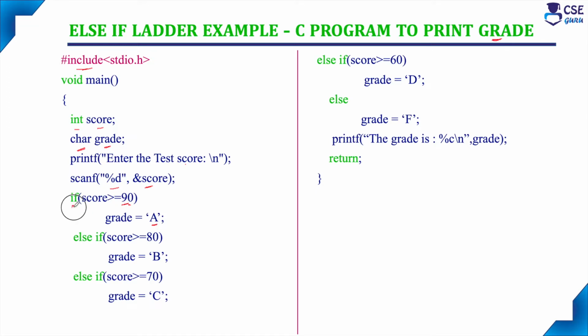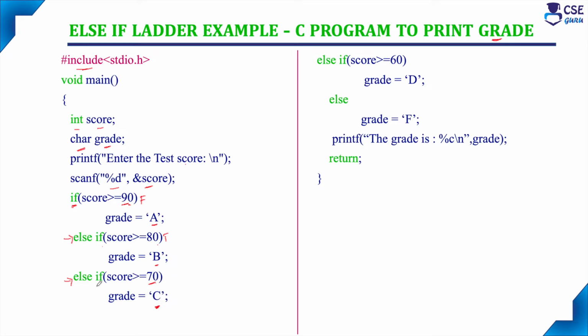Suppose if this if condition fails means control will transfer to next else if part, and here it will check whether score is greater than or equal to 80. And if this condition is true means it will print grade is B. Suppose if this condition also fails means control will transfer to next else if part, and it will check whether score is greater than or equal to 70. So if score is greater than or equal to 70, assign grade is C.